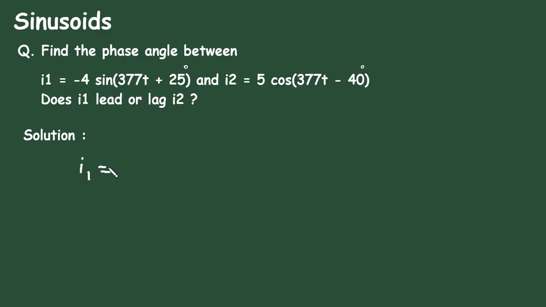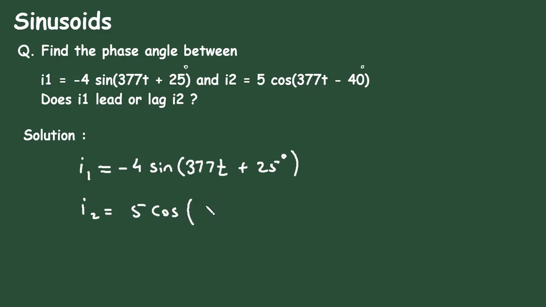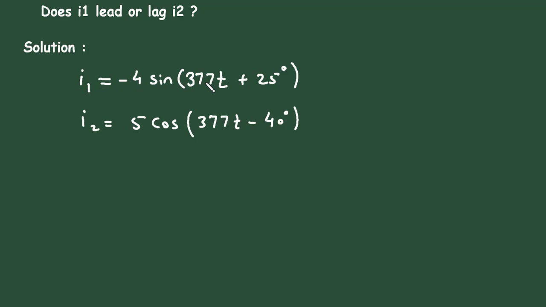I1 is equal to minus 4 sine (377 t plus 25 degree), and I2 is equal to 5 cos (377 t minus 40 degree). Now here, this sinusoidal current is in the minus sine form, so we have to convert this minus sine into positive cosine. And this I2 is already in plus cos, so we just have to convert this I1 into positive cosine form.